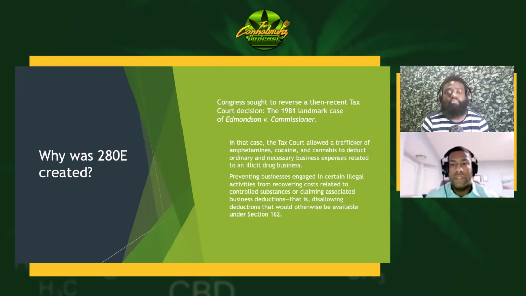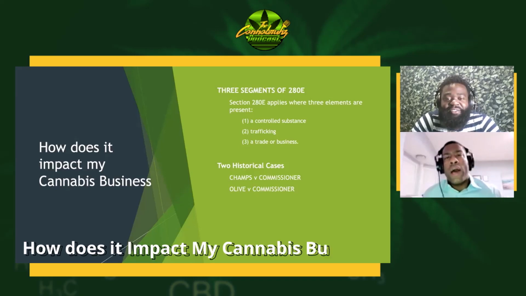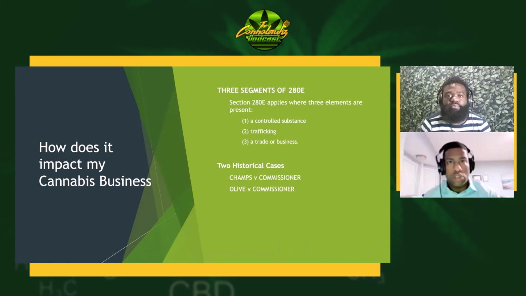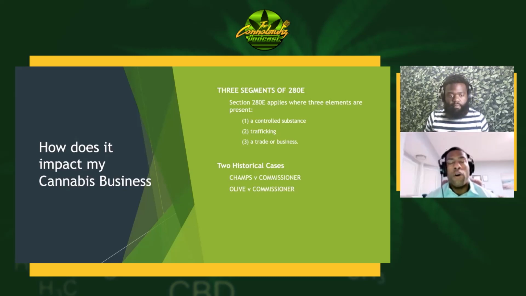So how does 280E impact my cannabis business? There are three facets to 280E, and when they're all put together, it triggers 280E, and that's when it starts to really impact your business. The first facet is a controlled substance. We already talked about Schedule 1 and Schedule 2 drugs earlier. If it falls anywhere in one of those two categories, that's the first step to triggering 280E.